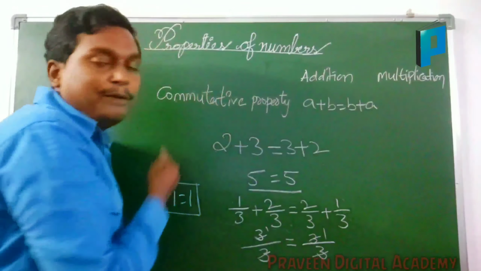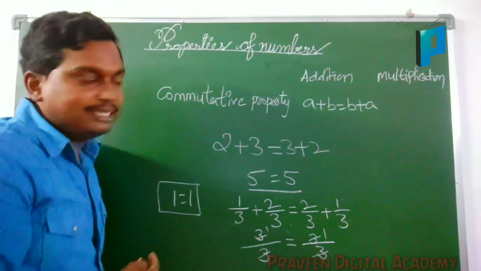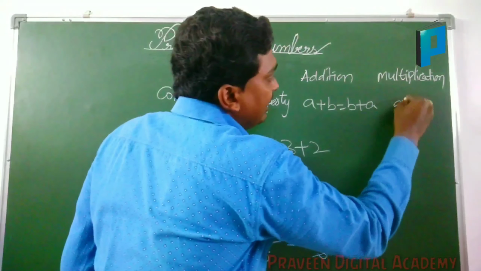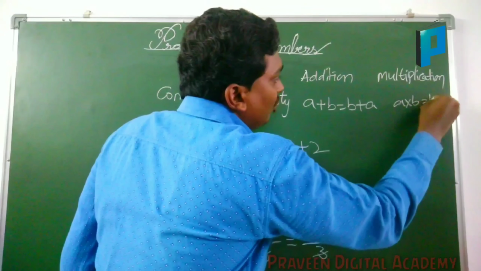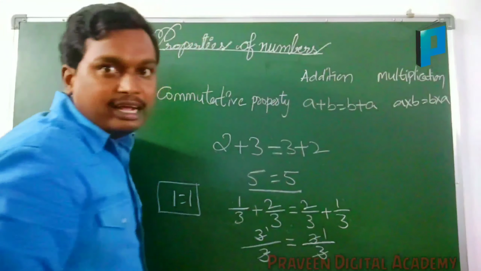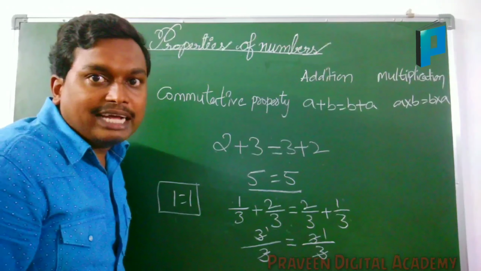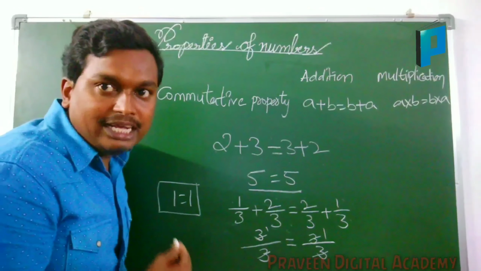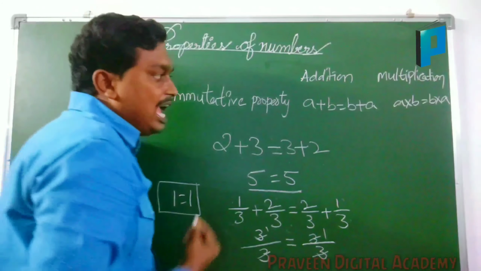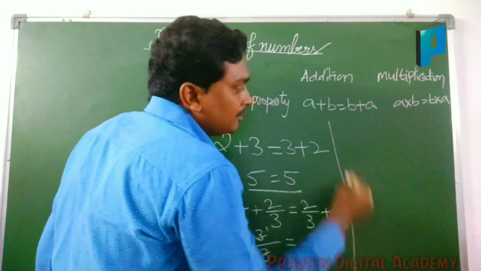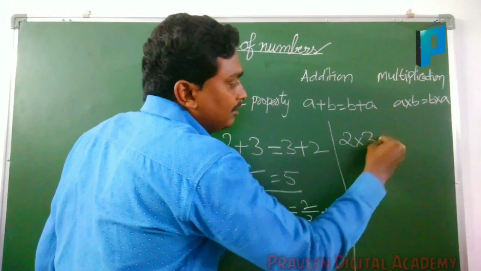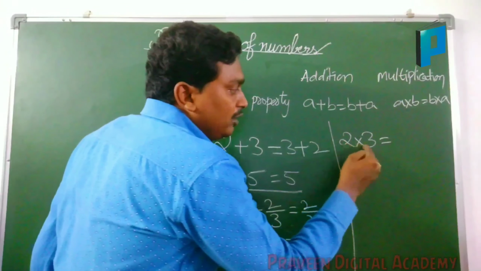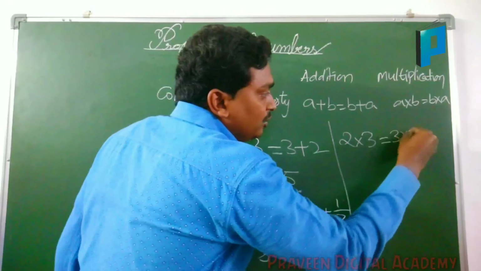Here, let us go for the commutative property under multiplication. What is the commutative property under multiplication? It means a into b is equal to b into a. That kind of property is known as the commutative property under multiplication. a into b is equal to b into a. I will give you an example here. 2 into 3 is there. a is 2, b is 3. 2 into 3 is equal to 3 into 2.